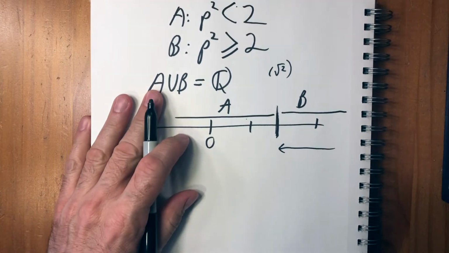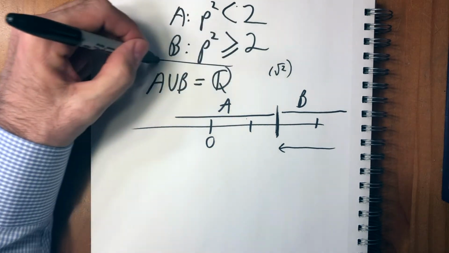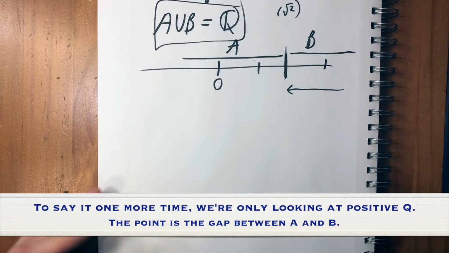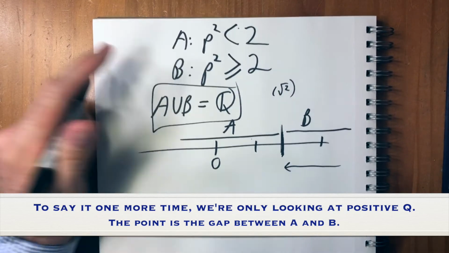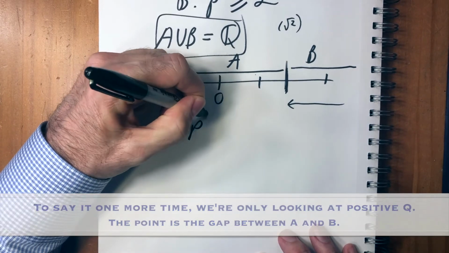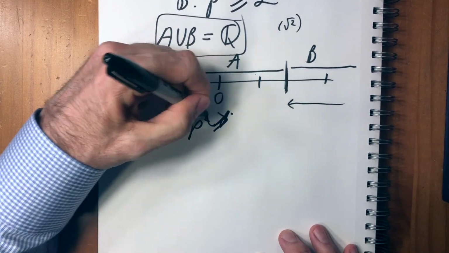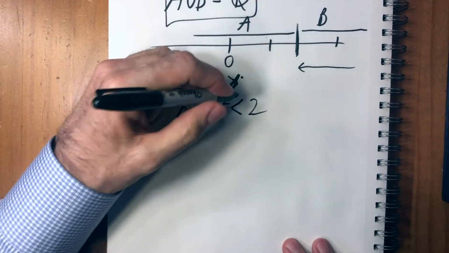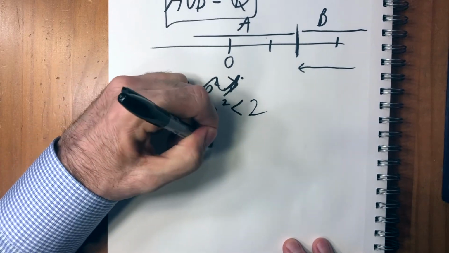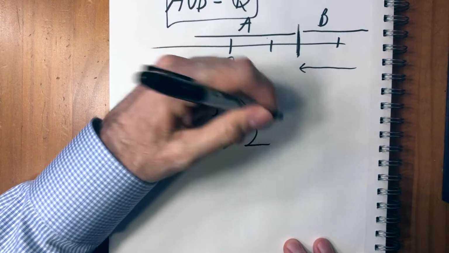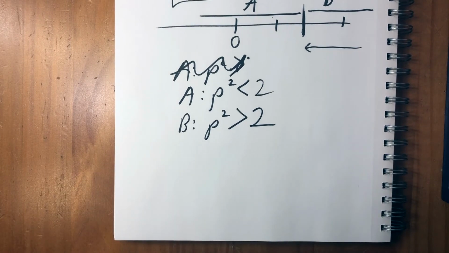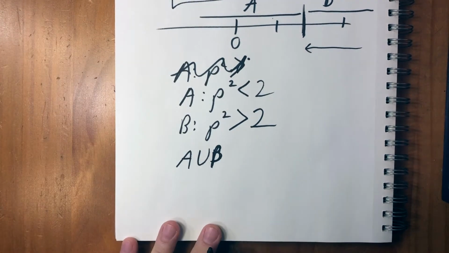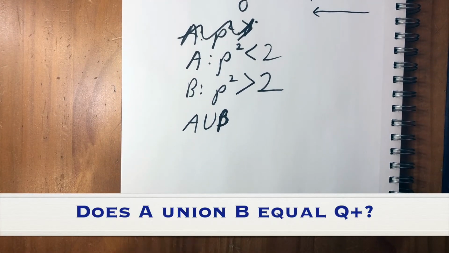Now, we said that A union B covers the rational numbers. What if we adjust the definition of A and B slightly so that A is everything such that p squared is less than 2, and B is all p such that p squared is greater than 2. If we take the union of these two, does this equal Q? The answer is yes.